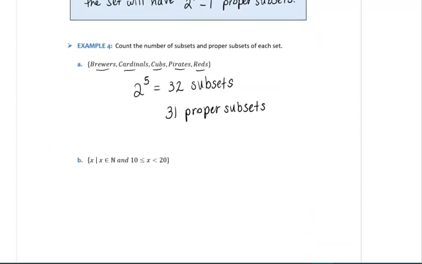Part B, we have the set of all x given that x is an element of the natural numbers and x is between 10 and 20, not including 10 and not including 20. So what I would like to do first of all is maybe write this in roster method. So we're looking at the natural numbers starting with 10. So we have 10, 11, 12, 13, 14, 15, 16, 17, 18, and then we're ending at 19.